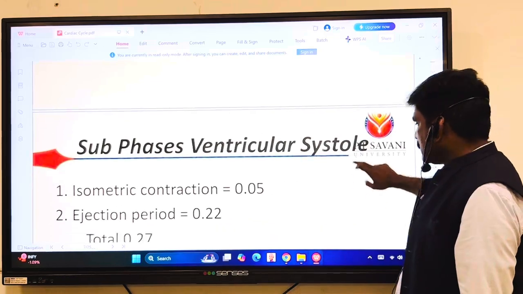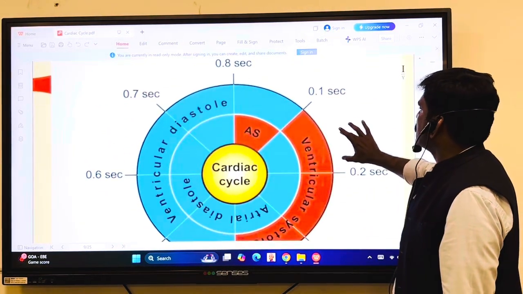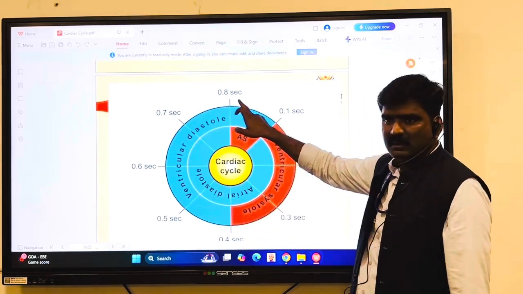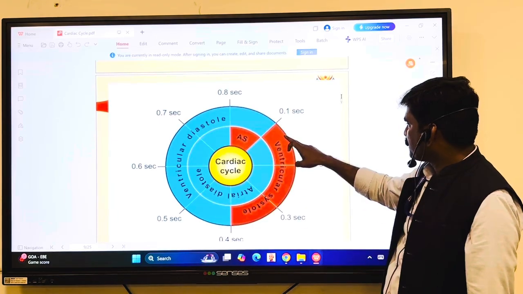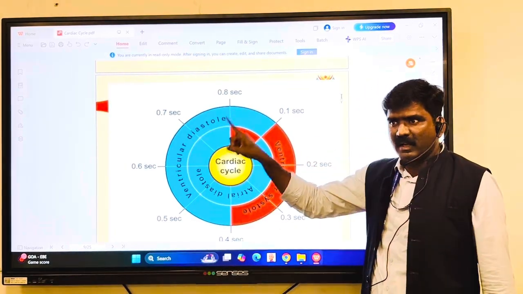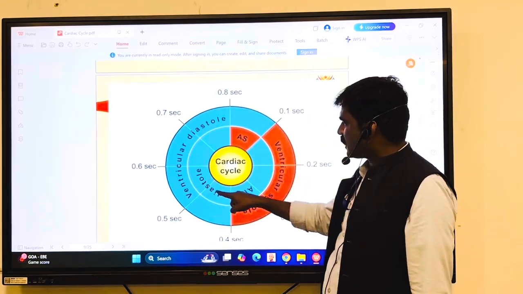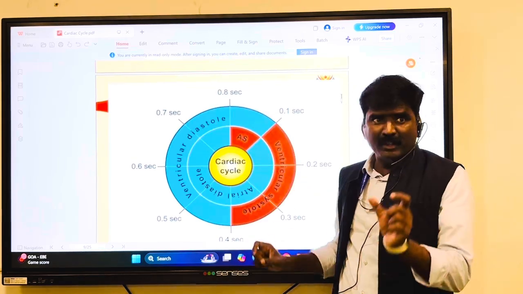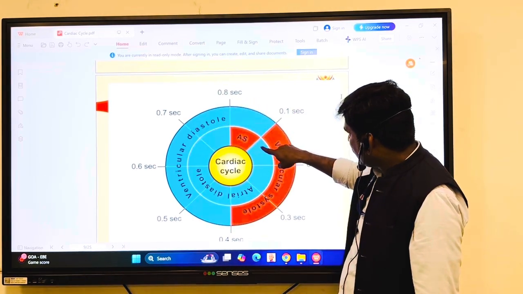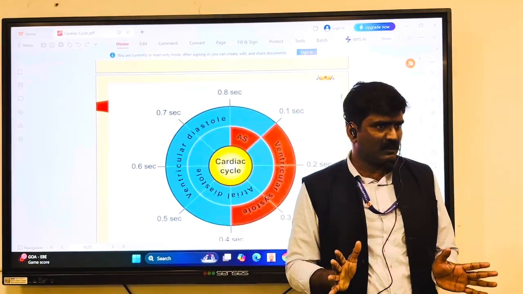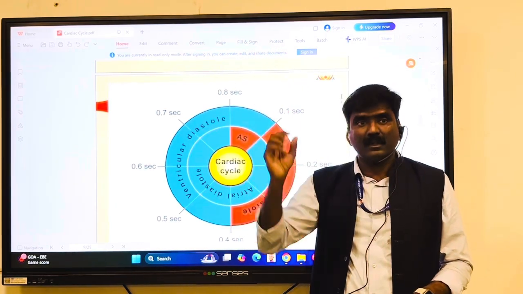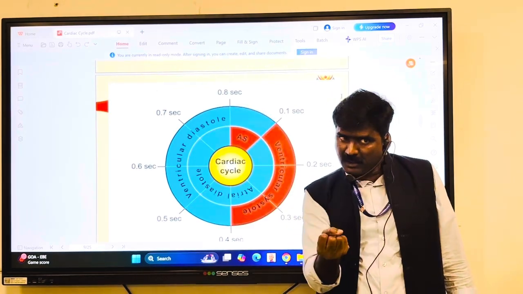Okay. Now I will just show the diagram. This is the duration of ventricular systole, and the outer circle is the duration of ventricular diastole. That is 0.3 seconds, and if you include this, it becomes 0.5 seconds, right? Outer ring, ventricular systole, ventricular diastole. And this whole inner circle also represents 0.8 seconds. But when you talk about duration, atrial systole is very small, 0.1 second, and atrial diastole is 0.7 second. Are you getting it? Total is 0.8 second. If you are discussing ventricular systole and ventricular diastole, it is 0.3 and 0.5 second.